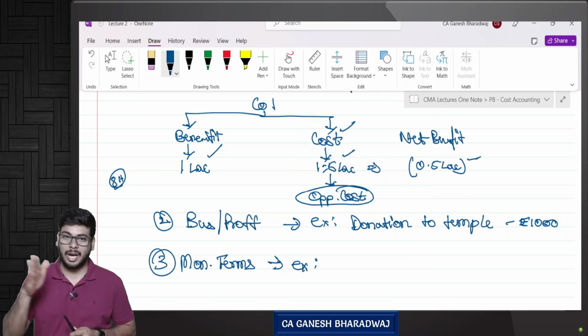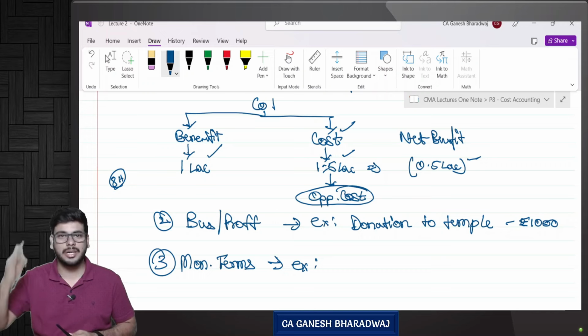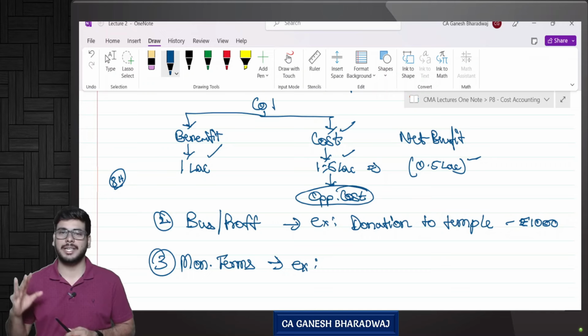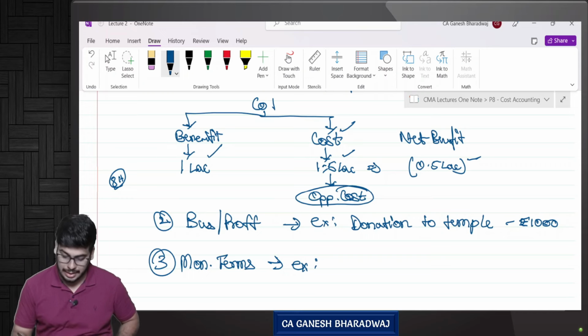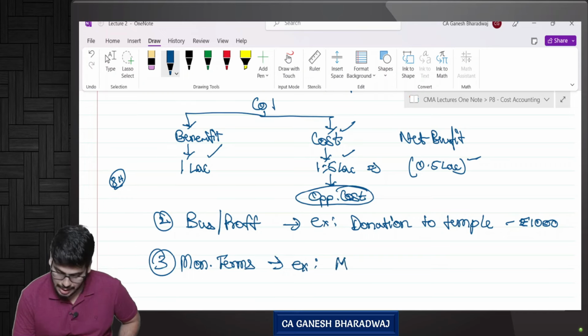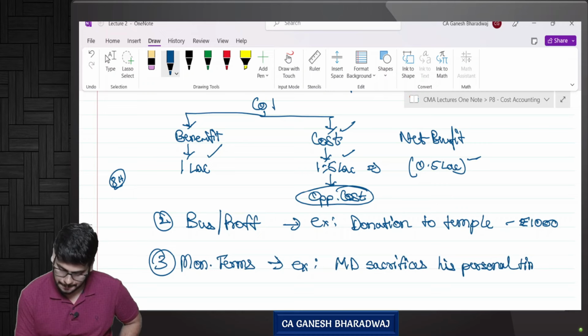Yes. So in other words, all the three conditions should be cumulatively satisfied for a particular aspect to be called as cost. Now in this example, MD sacrifices his personal time for business.